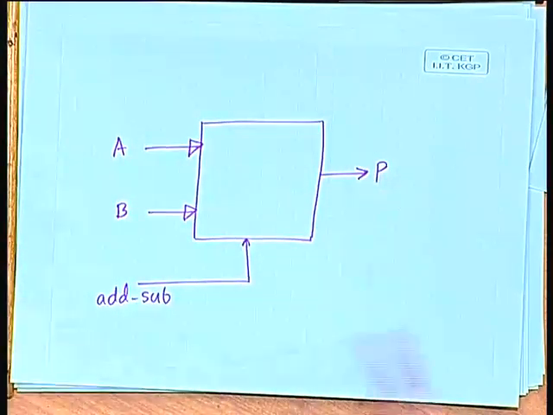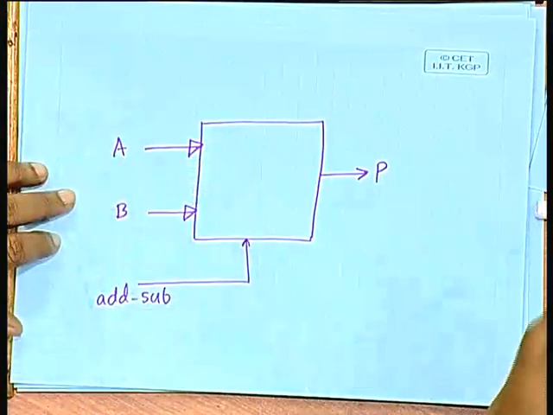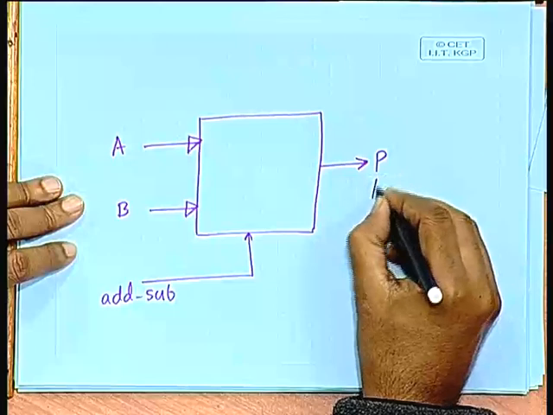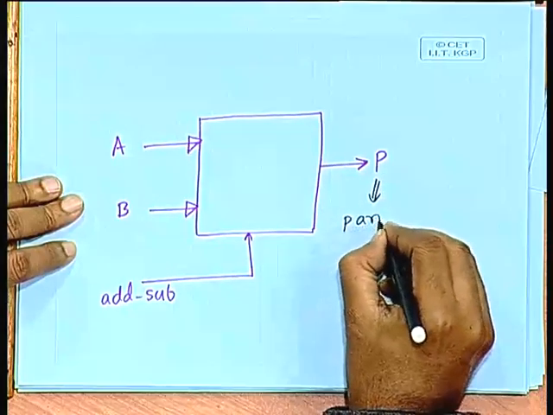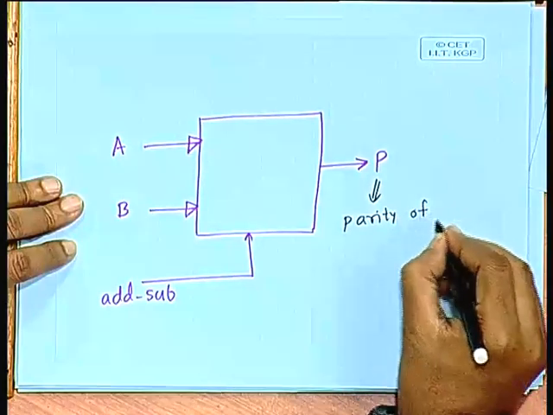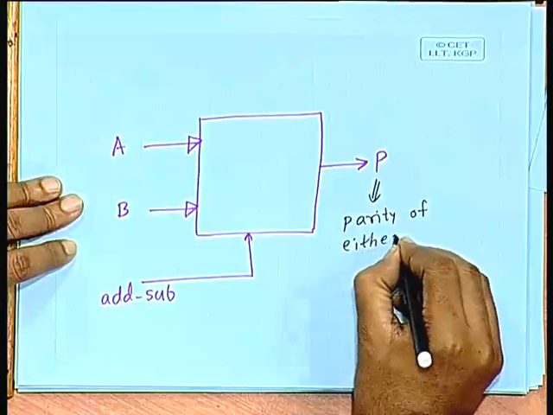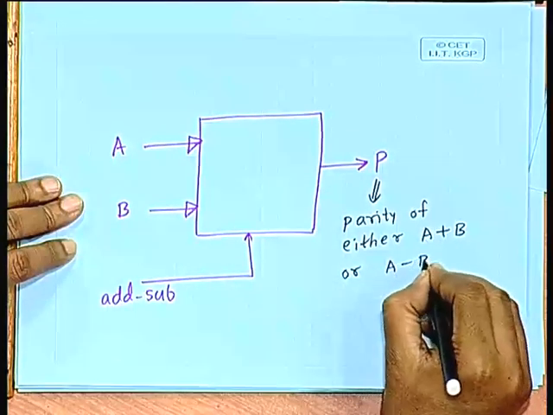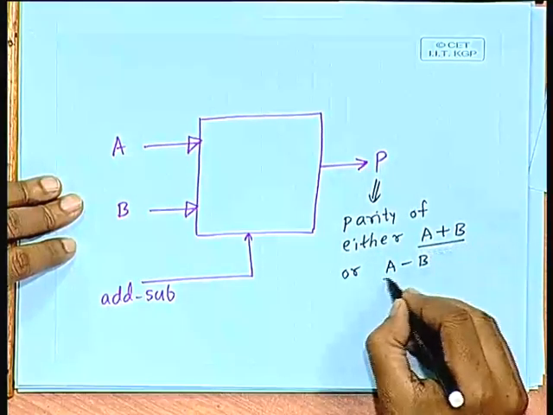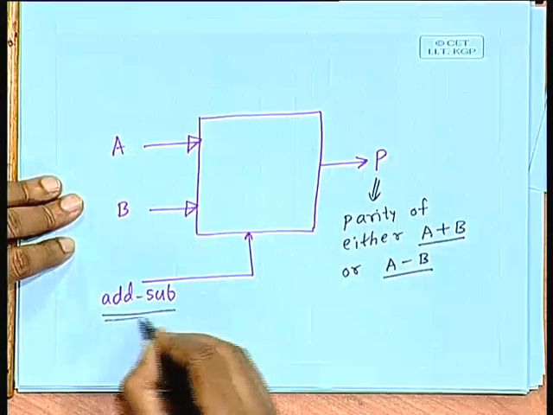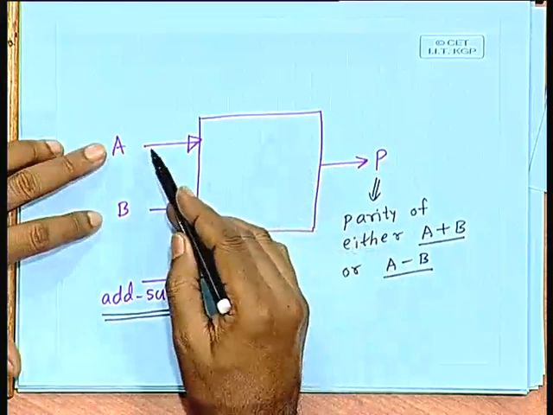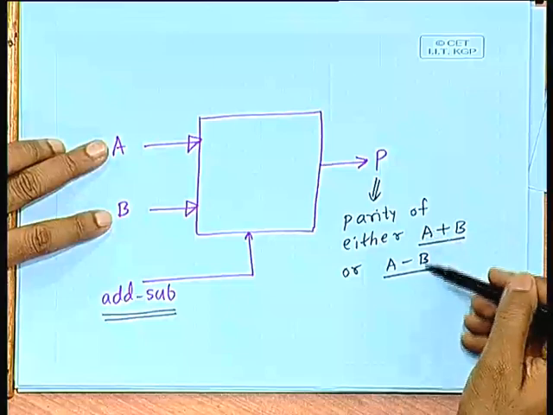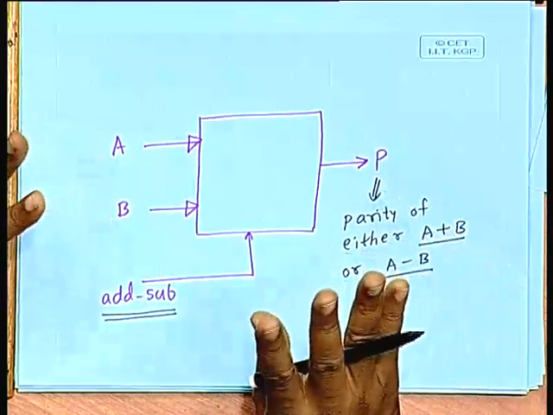So, the specification of this block says that this P is the parity of either A plus B or A minus B. Whether you are adding or subtracting is determined by the control signal. So, internally either these 2 numbers are added or subtracted and then the parity of the result is computed. Just a hypothetical example I told you; in practice you may not need such a thing to compute the parity of the result.